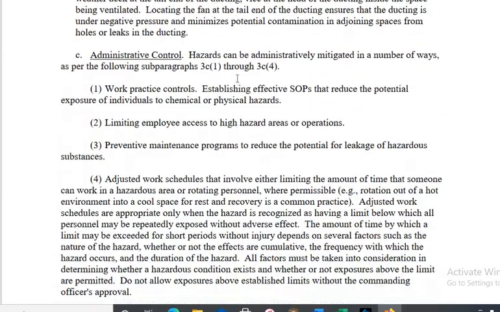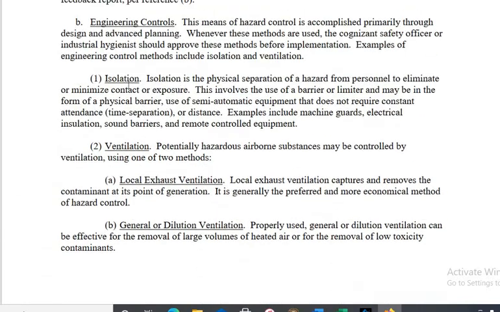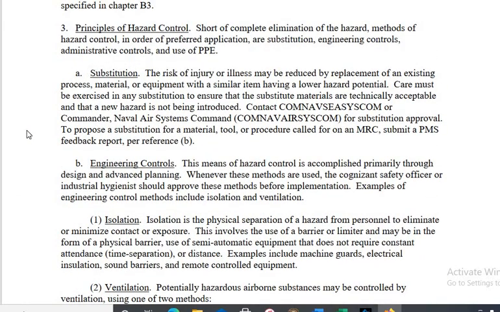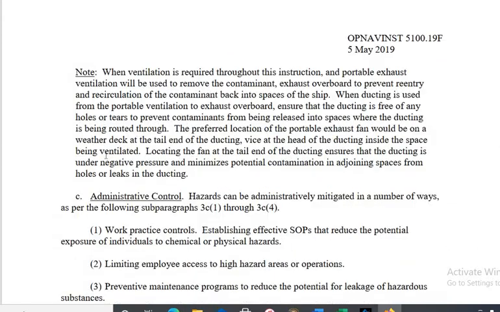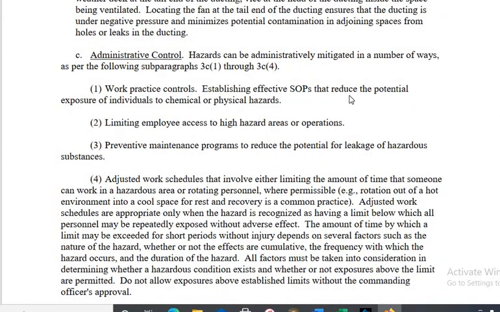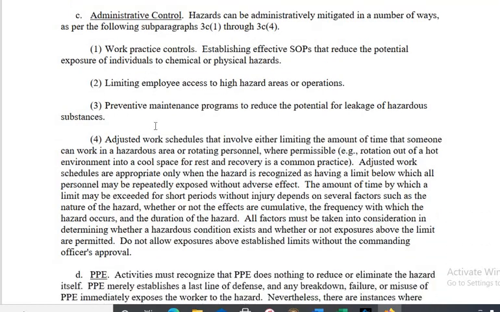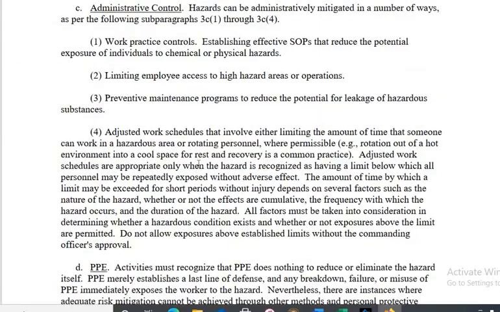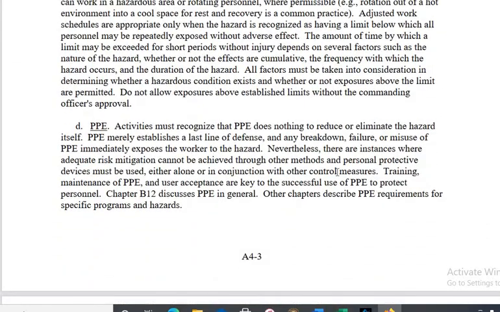Let's see, admin control. So again, our 3 types of controls, so we got substitution, engineering, administrative. So administration is basically what are you telling your people to do? That's where the SOPs come in handy. Adjust the work schedules, work practice controls. Oh, actually I was wrong. There are 4 different types. The 4th one is PPE.